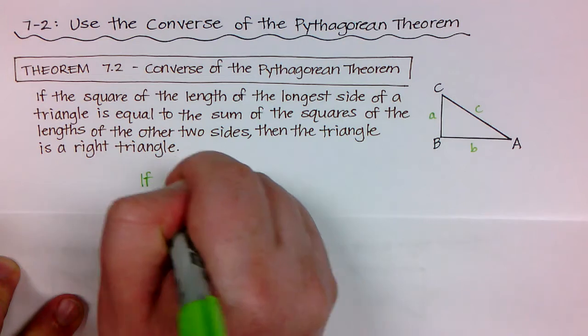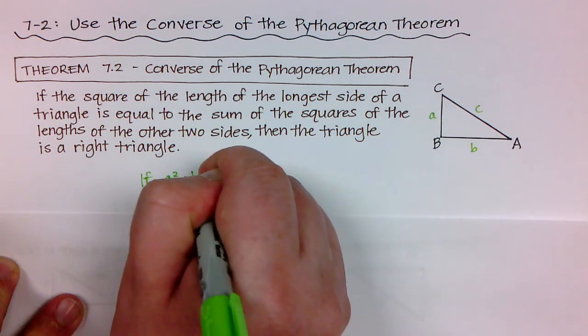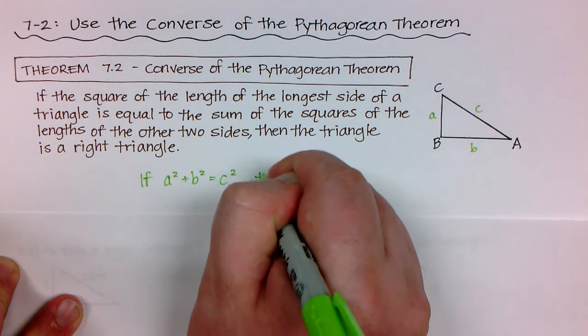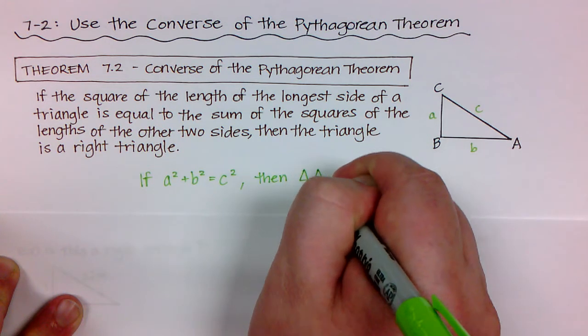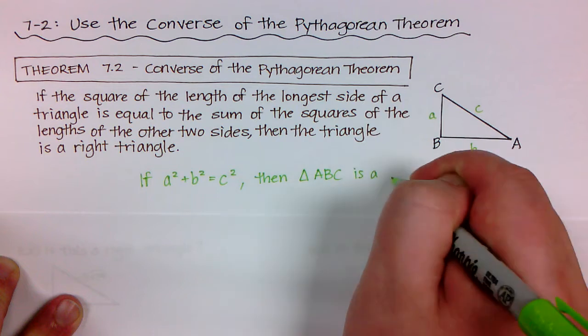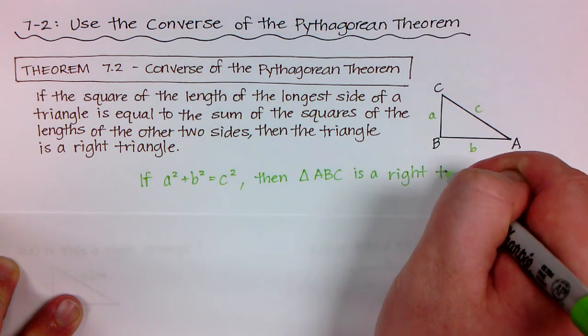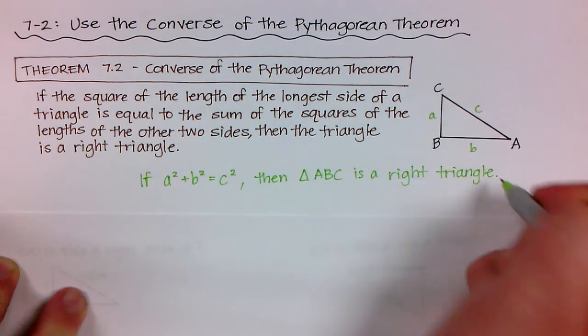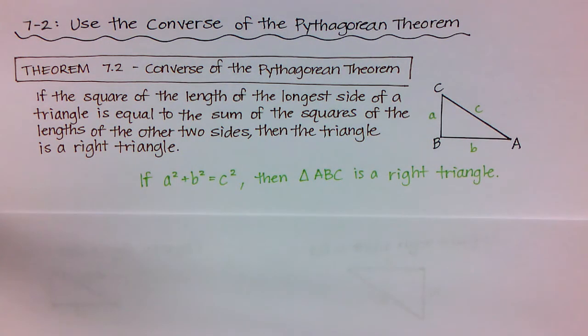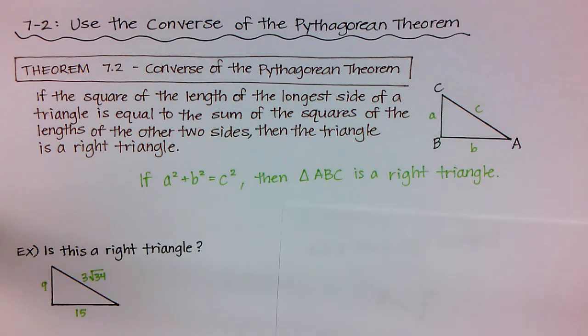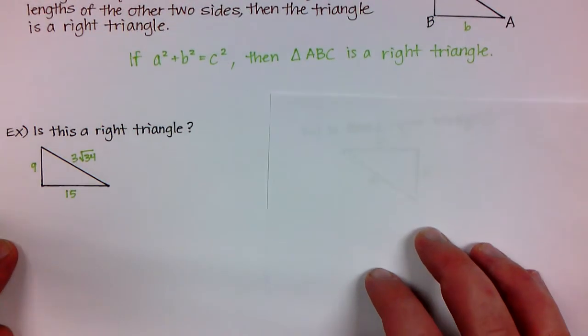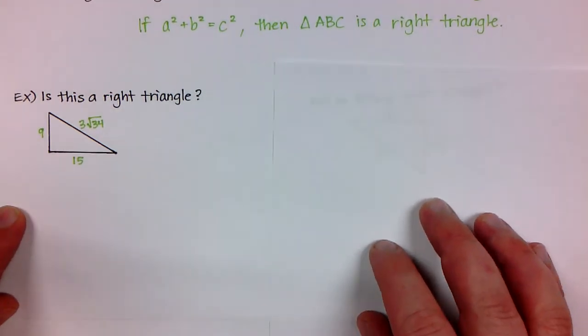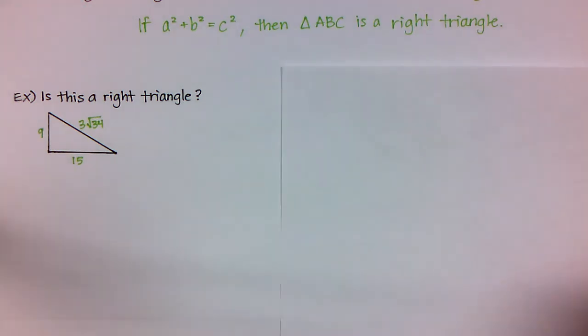So this is basically saying that if a squared plus b squared is equal to c squared, then triangle ABC is a right triangle. Okay, so it's kind of working backwards by having sides, and then we can conclude that it is a right triangle or not. So our first example is going to deal directly with that. It's asking us this question: is this a right triangle? So looking at it, I have three sides, and I'm going to try to determine using the Pythagorean theorem if it's a right triangle or not.